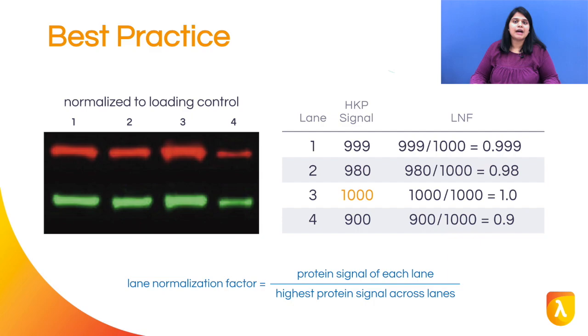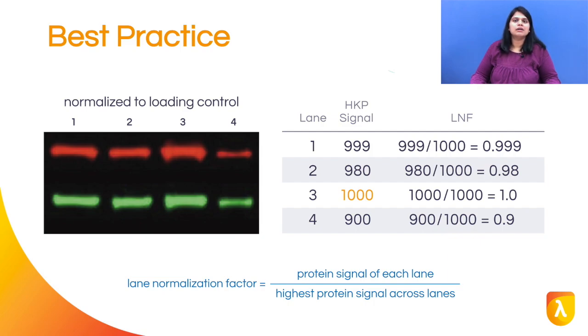Lane Normalization Factor is calculated for each blot and cannot be reused between blots. It is calculated based only on the signal intensity of the loading control. Lane Normalization Factor equals the signal intensity of the target band divided by the highest signal intensity of a loading control band in a given blot. Again, we're looking at the signal intensities of the loading control alone and not the target bands.